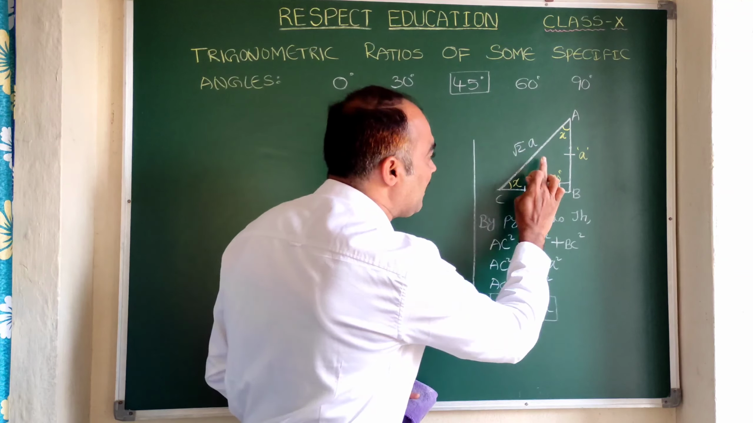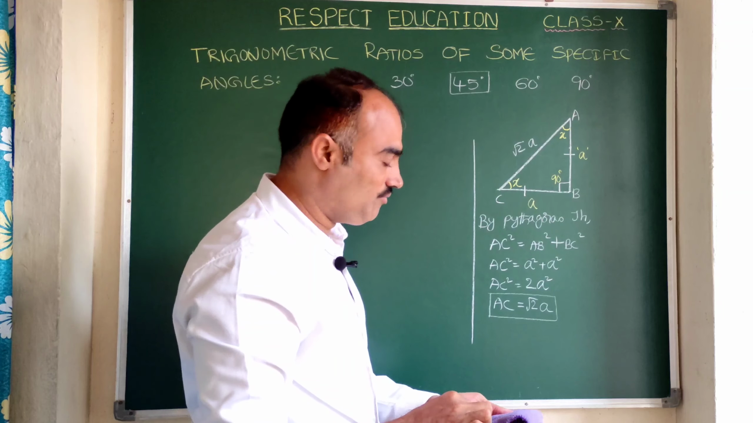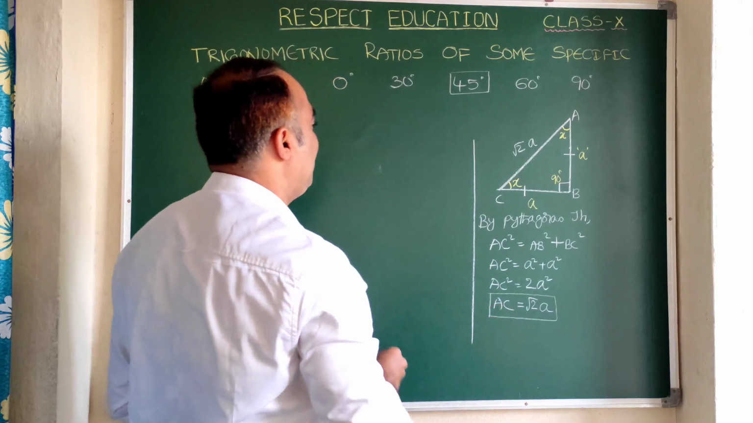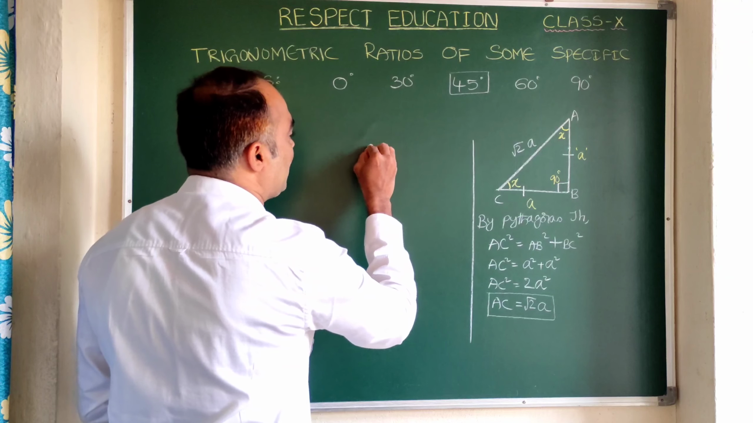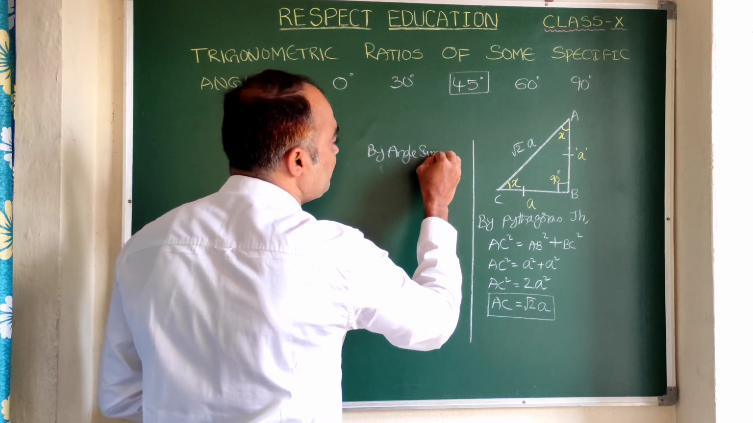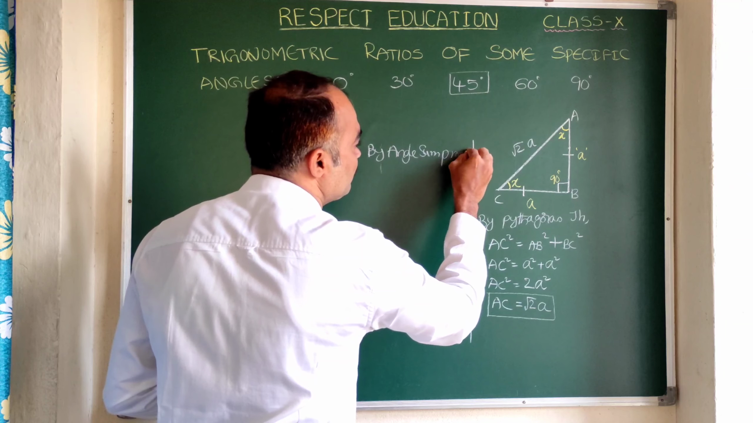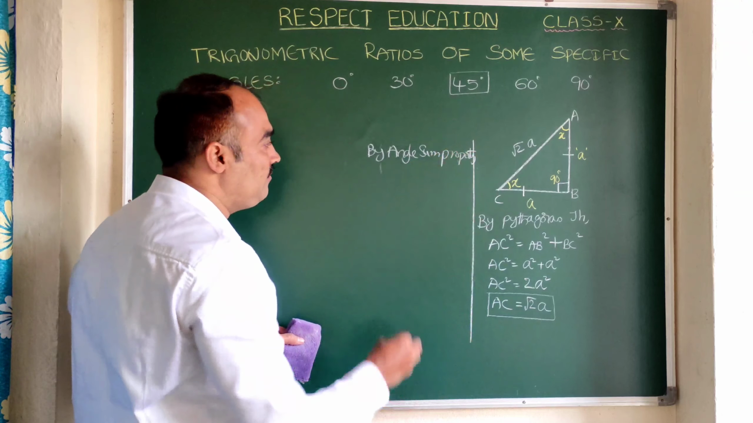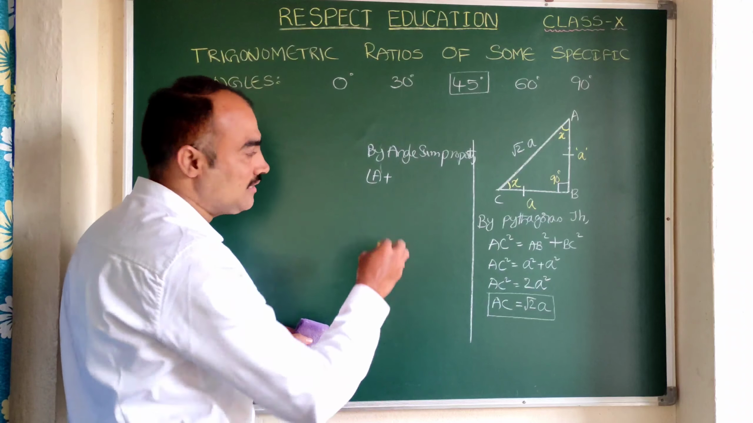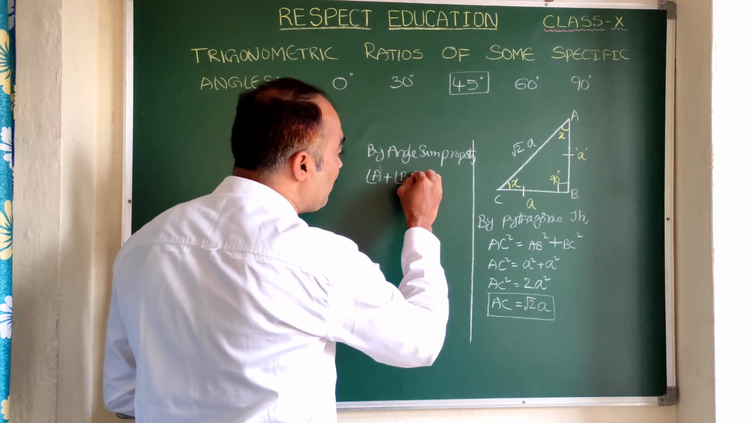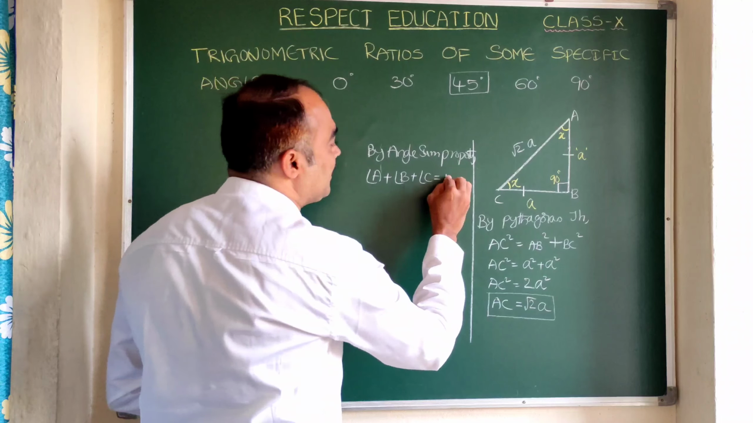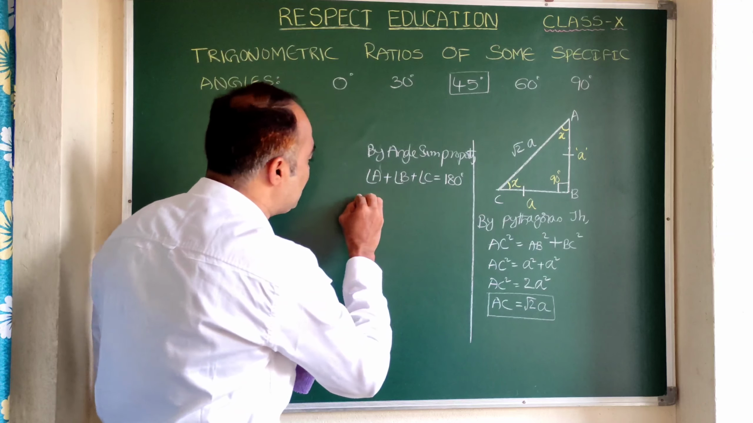Let us apply here angle sum property for finding angle A and angle C. Now here by angle sum property, what is angle sum property? Angle A plus angle B plus angle C is equal to 180 degrees. Let us substitute the values.